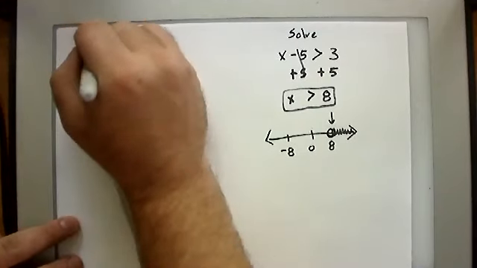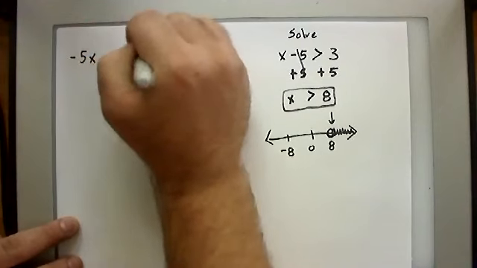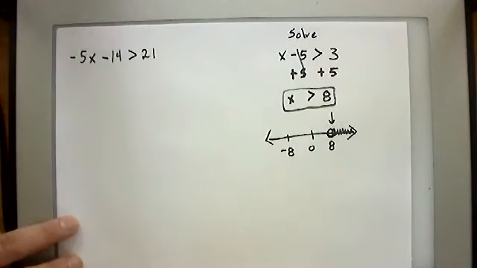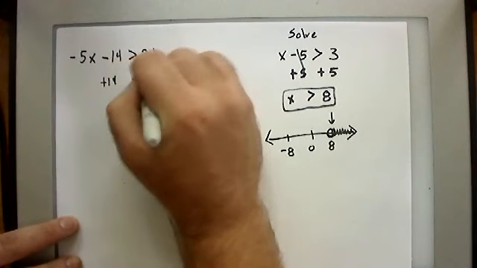Let's say we had to solve something like this: -5x minus 14 is greater than 21. Just whatever, something like that. So same idea. How would you solve it? The same way you solve anything else. You go ahead and get X by itself, maybe add 14 to both sides, right?